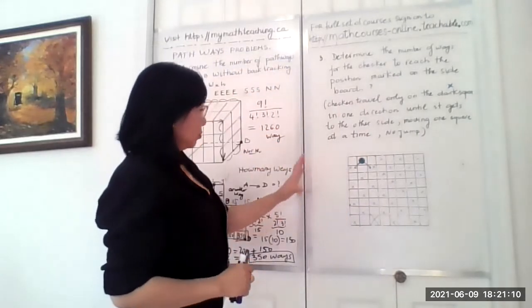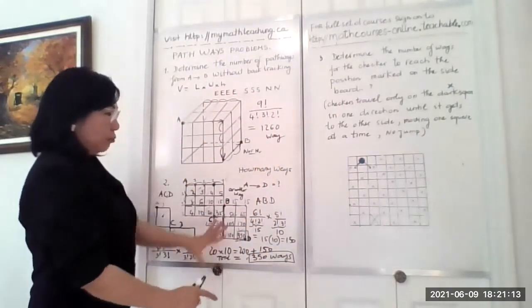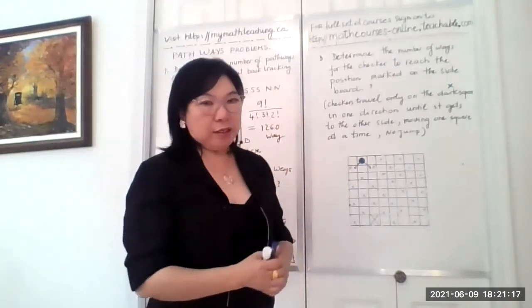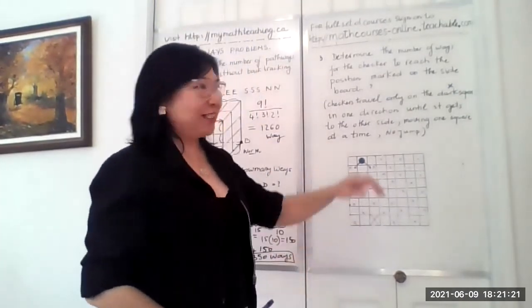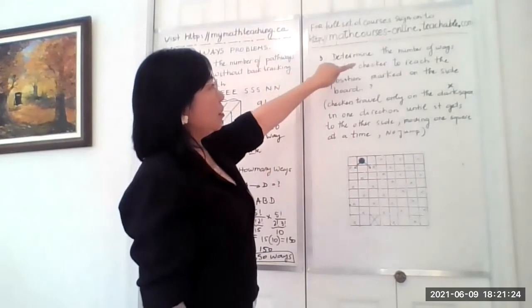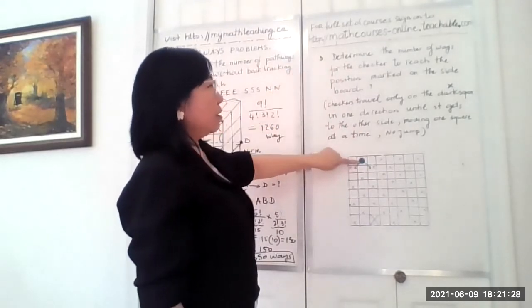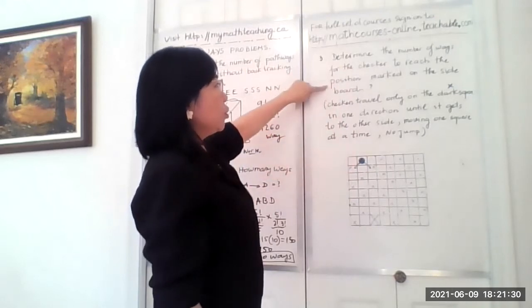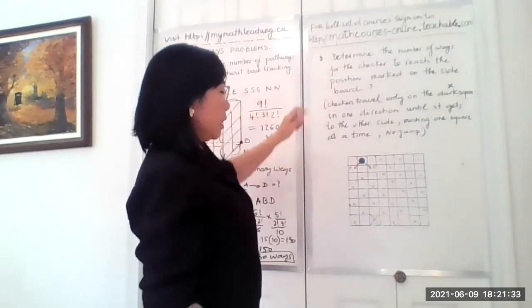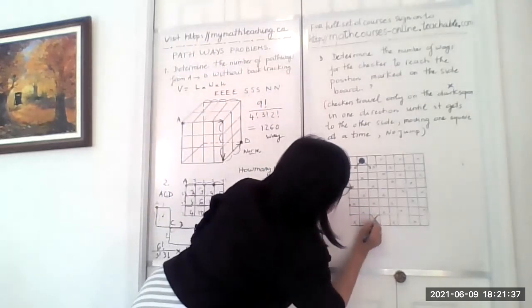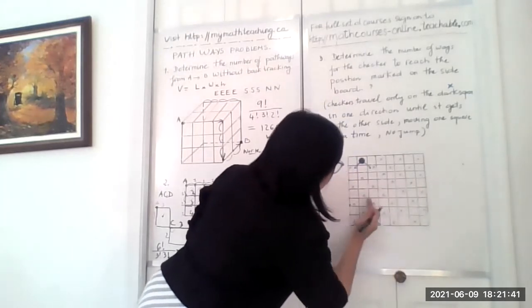Okay, so we're done with this and we got 350 ways. Now let's do the last question here. The last question is to determine the number of ways for the checker. Let's say we have a checker here, right? To reach the position marked on the side board. So if you look here, I mark this, right? This marking divides the board from the right and from the left.